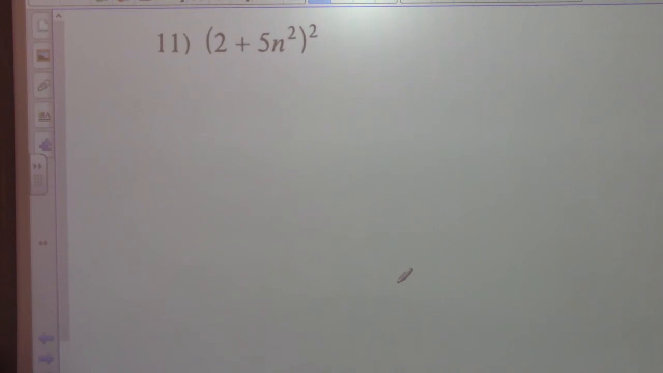You can go up there, or you can just tell me what to write. What do you want to do? All right, go ahead, Luke. For the answer, I got 25n to the power of 4 plus 20n plus 4. Is that right?